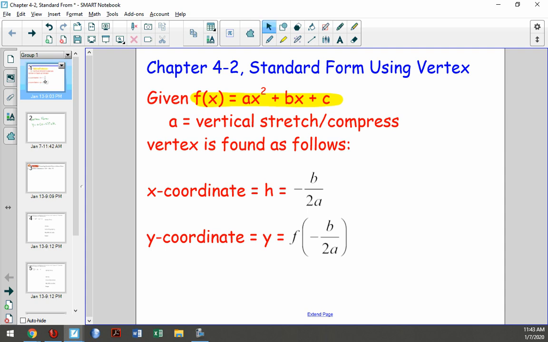Now, how do I find my vertex given ax squared plus bx plus c? My vertex is found by finding my x coordinate and my y coordinate, also known as h and k. h is going to be found by taking negative b divided by 2a. After you find that value, you are going to take that value and plug it into the original function. So let's go about this.